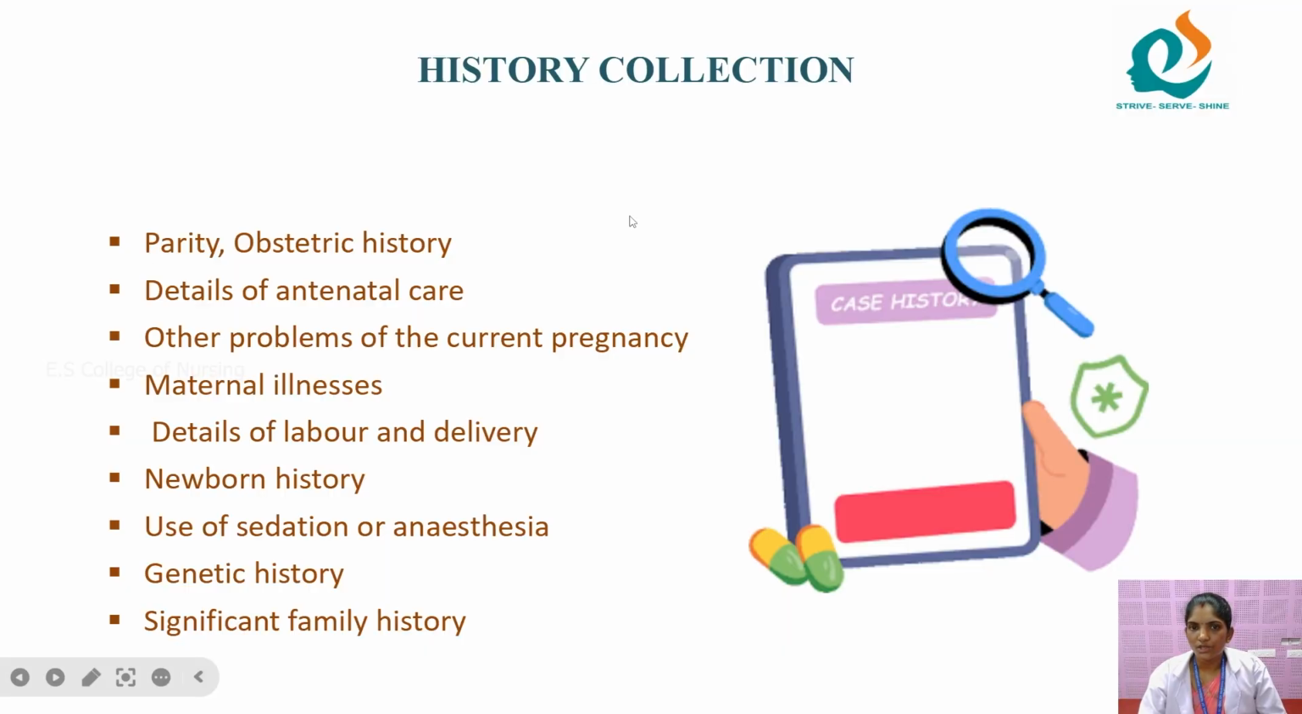Next we will move on to history collection. History collection includes the entire history of the mother and newborn baby, which includes parity, obstetric history, details of antenatal care, other problems of the current pregnancy, maternal illnesses, details of labor and delivery, newborn history, use of sedation or anesthesia, genetic history and significant family history that we have to collect.